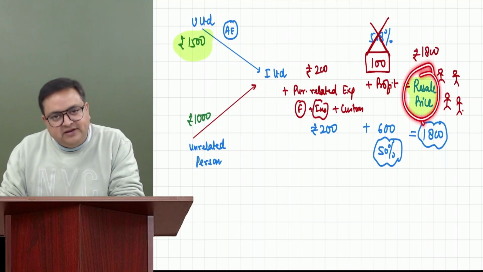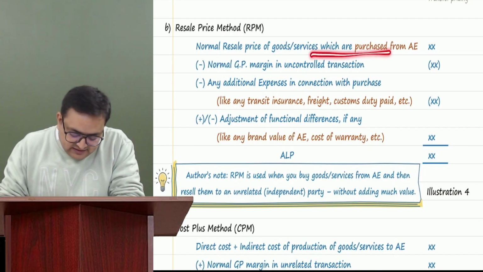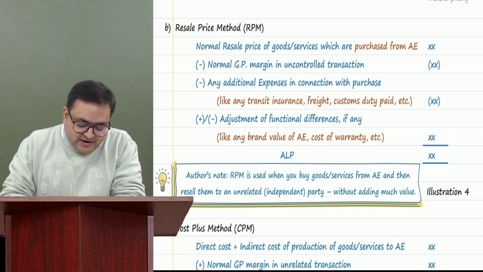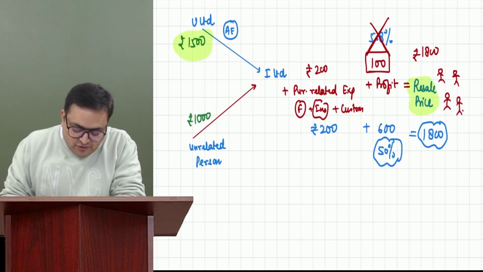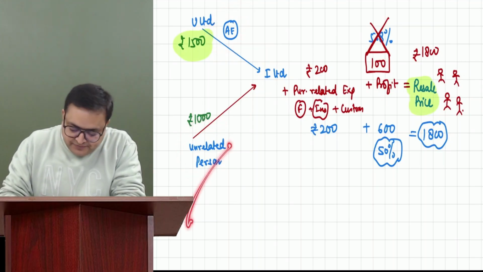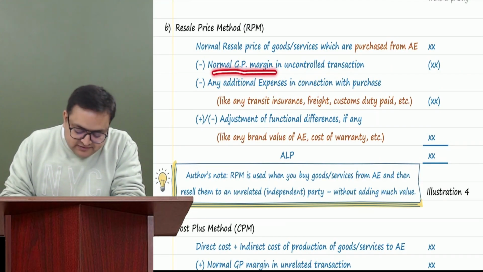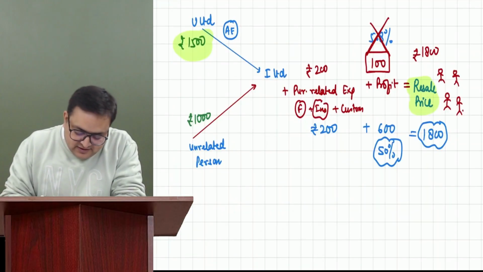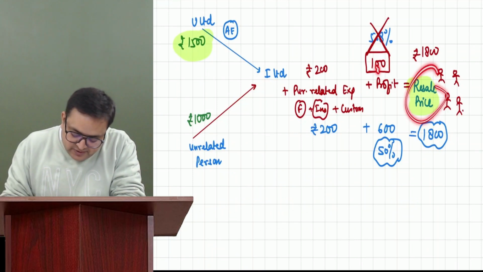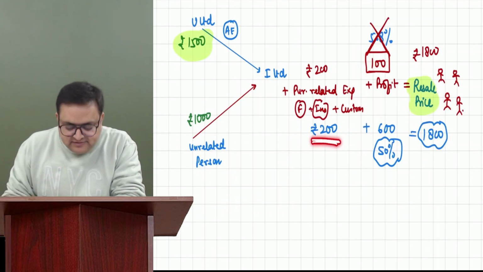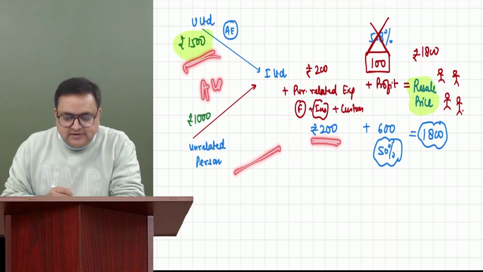So start with your resale price. So this is the resale price. And then what you will do, subtract from it the gross profit margin. Which gross profit margin, guys? The profit of A or profit of unrelated? It's the profit of unrelated. So minus normal GP margin in uncontrolled transaction. Got it? So subtract this. After subtracting this, you will come up to this value. Then please subtract your purchase related expenses, or if there is any functional difference, subtract that. You will get your ALP of this transaction.